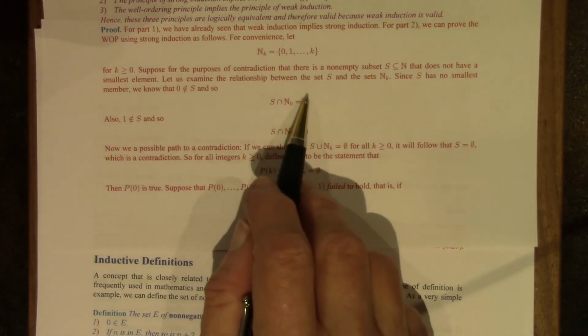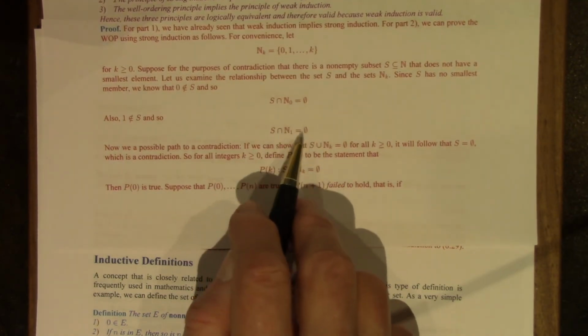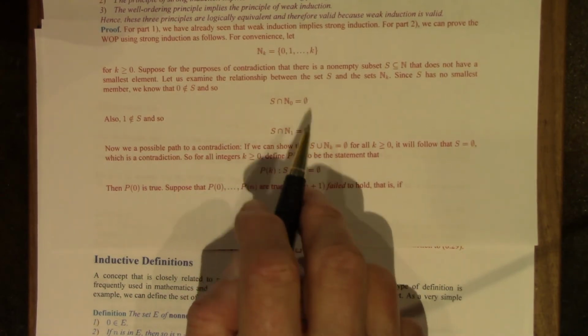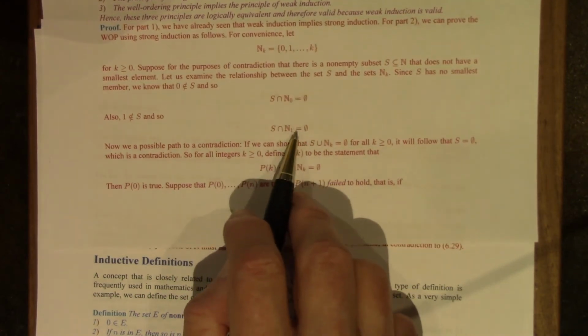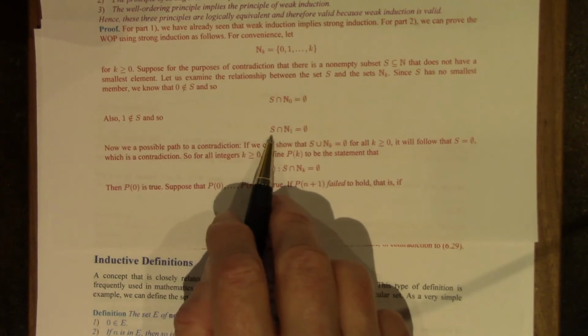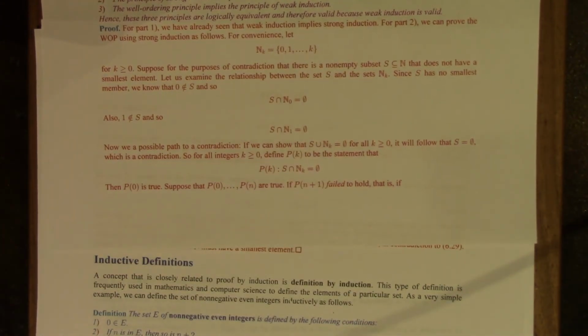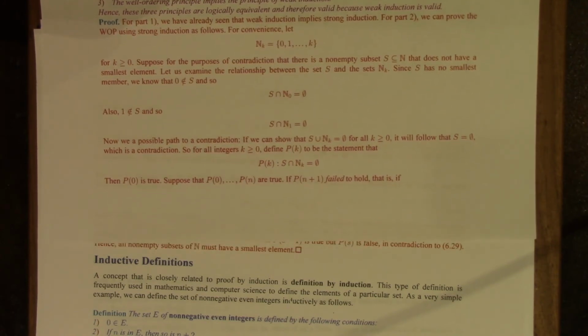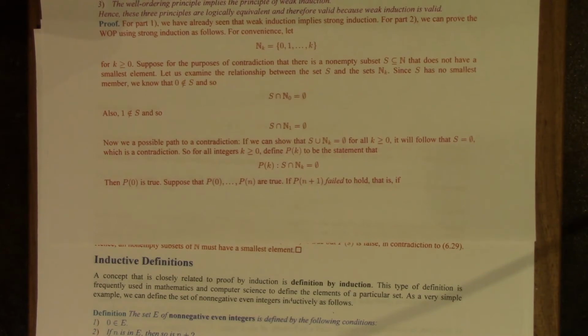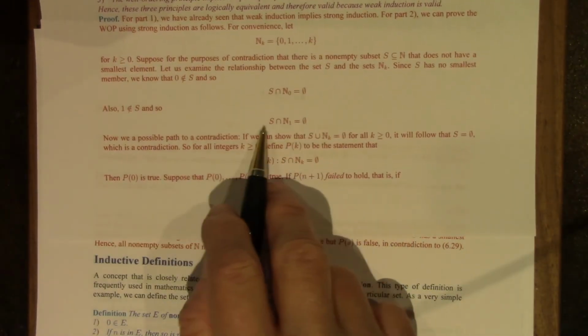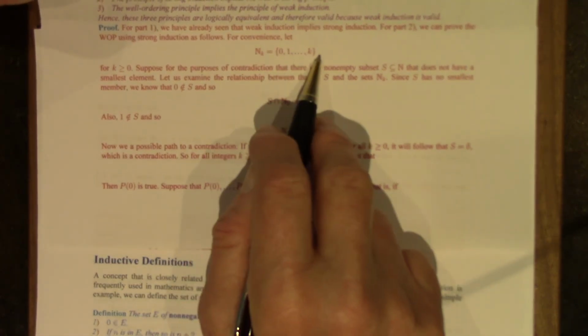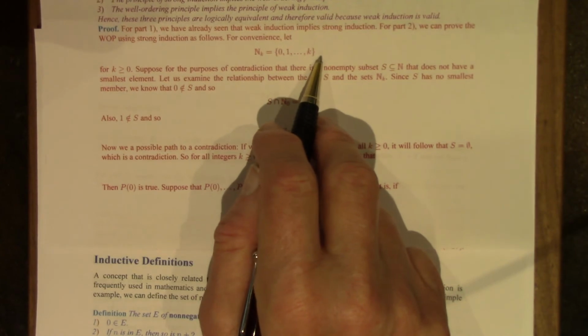Well, it's not a whole lot of pattern, but there's a little bit here. It sounds like maybe S intersect N sub k is empty for all k. If that were true, we'd have a contradiction, because S then would have to be the empty set, which it's not. Remember, S is a set of natural numbers, so if it doesn't intersect any of these sets, it doesn't have anything in it.